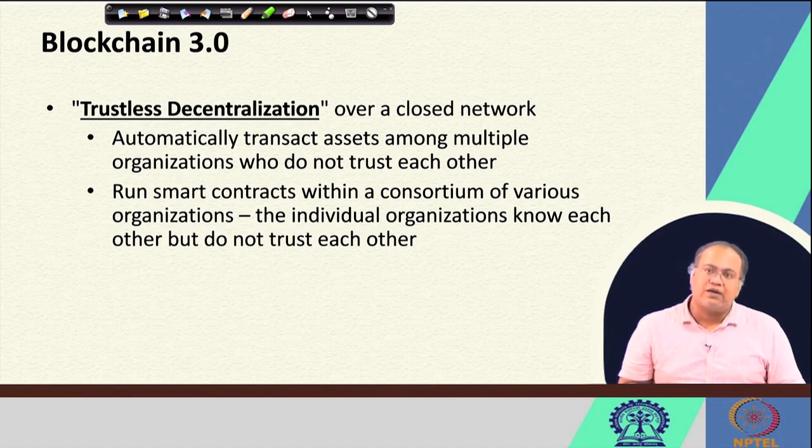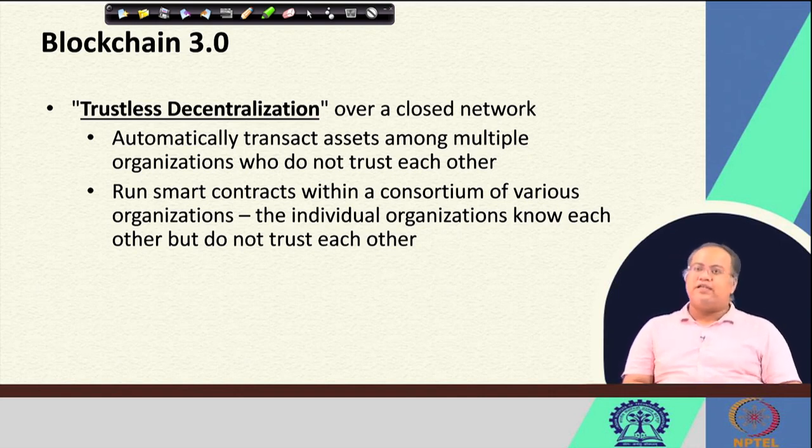Now, when they do not trust the information being provided by others, the question is whether we can have a trustless architecture that can help me store this information. What I can do is run smart contracts within a consortium of various organizations, where the individual organizations know each other, but they do not trust each other. This idea is known as trustless decentralization.